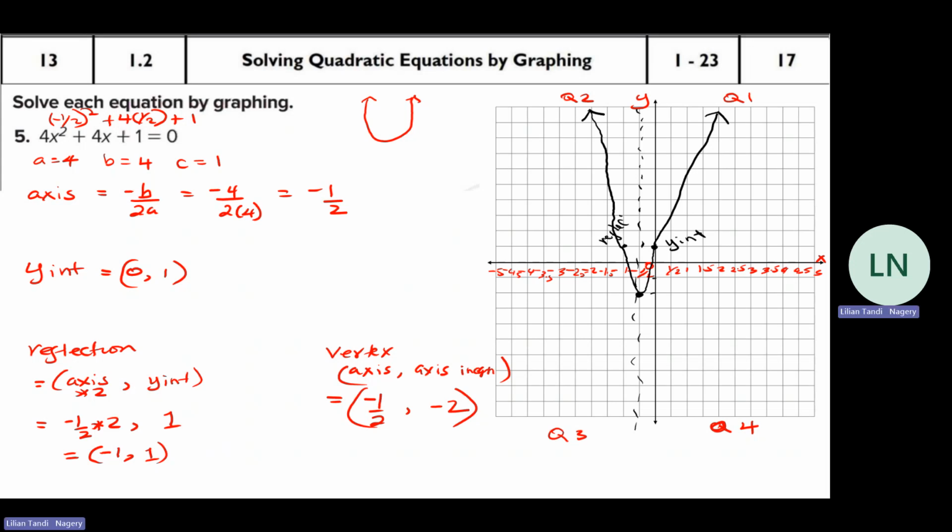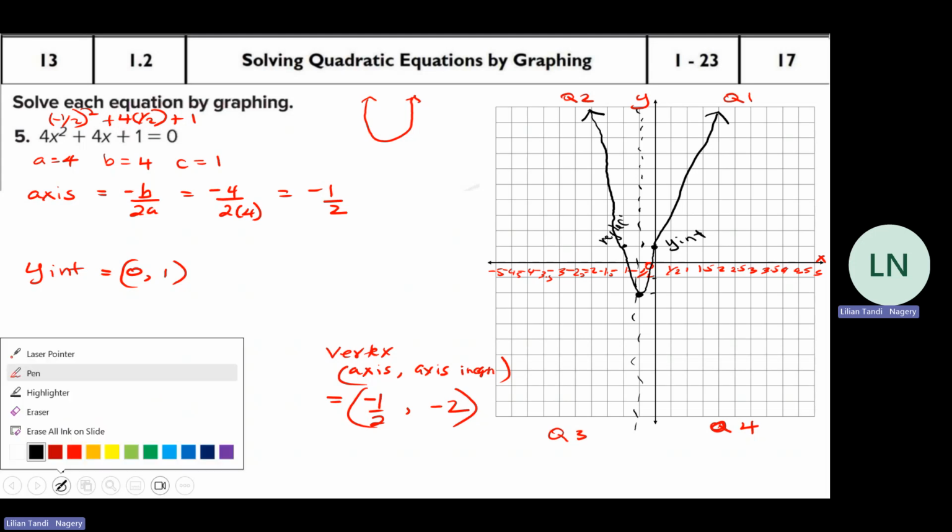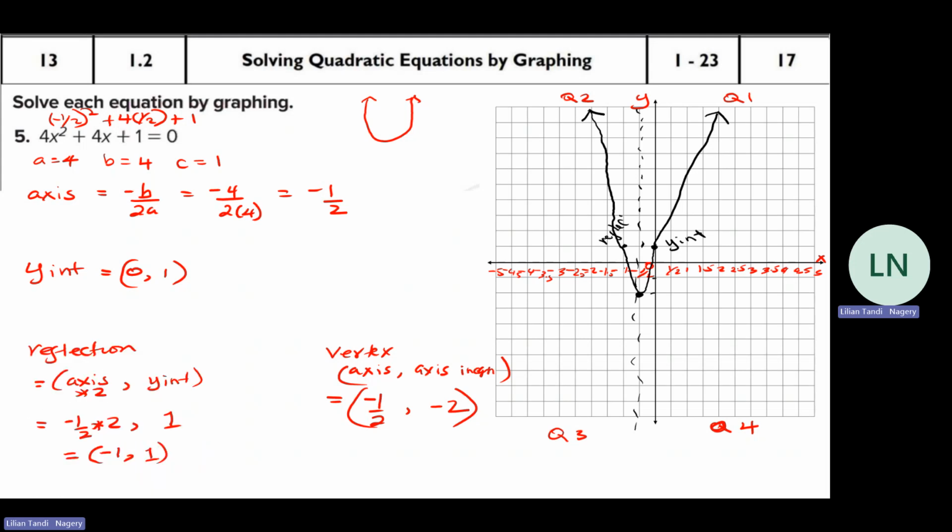Only because you're not drawing the graph. Oh, you're supposed to write your solutions, because the question said solve. So here your solution is, okay, let me change the color. Here your solution is over here and here. Okay? Because the question said solve, so that means you have to find solutions.